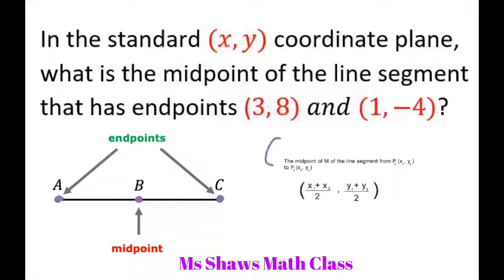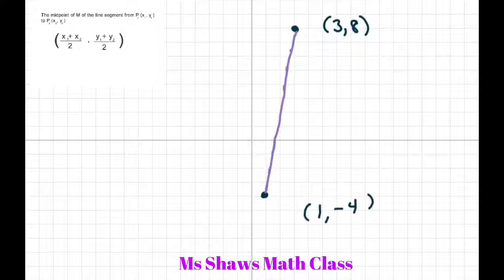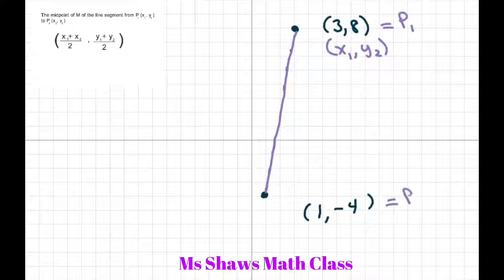All right, and here's your midpoint formula. You have 2 points, which we do, point 1 and point 2, and then you just get the average of them, basically. So I'm going to call this one point 1. So this would be x sub 1, y sub 1. And I'll call this one point 2. So this would be x sub 2, comma, y sub 2.